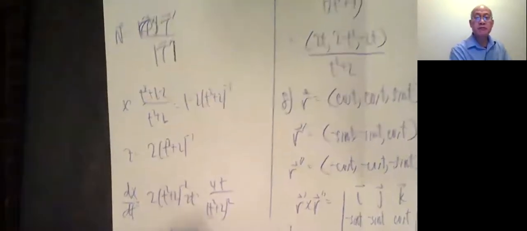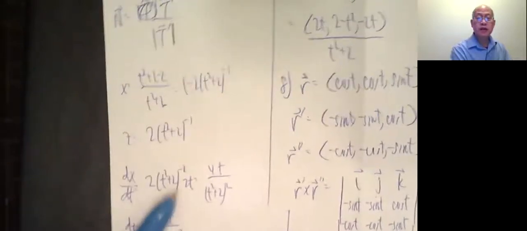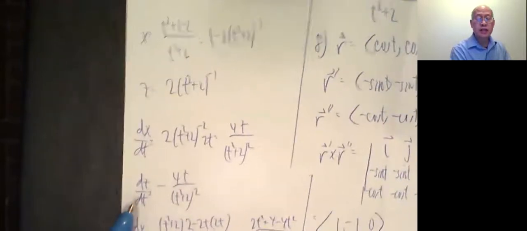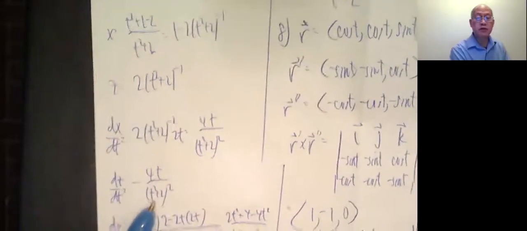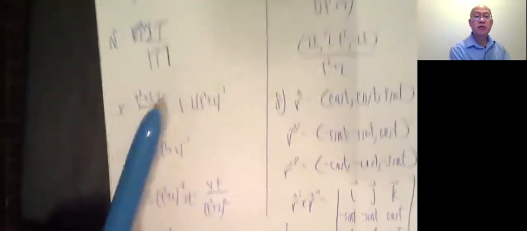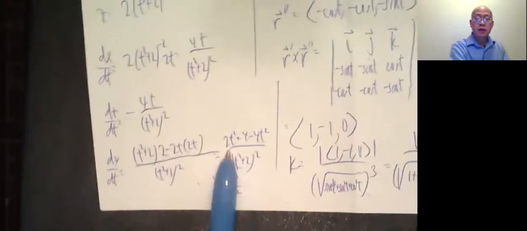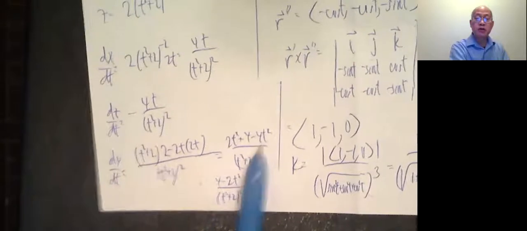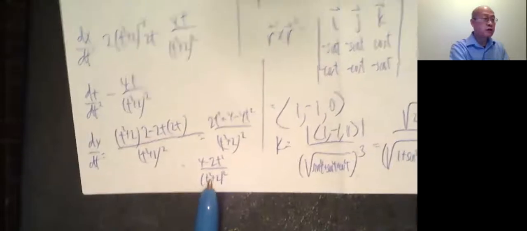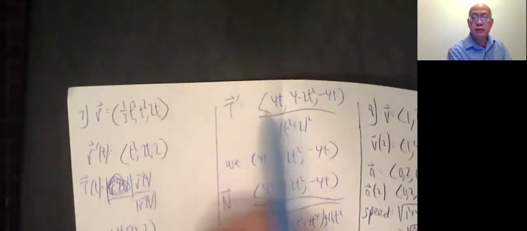So dx/dt is 2 times t squared plus 2 to the negative 2 times 2t, 4t over t squared plus 2 squared. I already know that dz/dt is going to be the opposite. So for the z component, it's negative 4t over t squared plus 2 squared. For dy/dt, the middle one, I do have to do the quotient rule. So it's bottom times the derivative of the top minus the top times the derivative of the bottom, all over the bottom squared. This comes out to be 2t squared plus 4 minus 4t squared over t squared plus 2 squared, or 4 minus 2t squared over t squared plus 2 squared. So t prime comes out to be this.